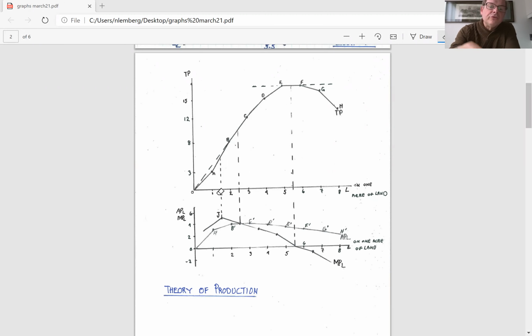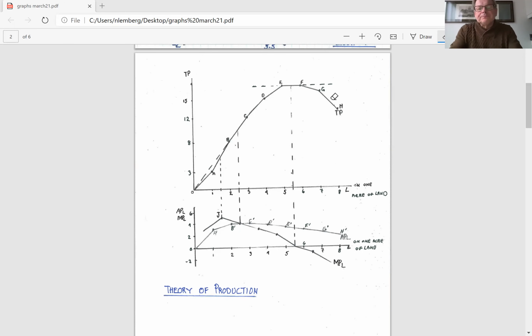Then I'd like you to do the same thing from the origin 0, 0 to point B, draw a chord and calculate the slope. Do the same thing from 0, 0 to point C and calculate the slope, and to point D, to point E, F, G, and H. I'll give you a few seconds and then we will talk about what you just did.